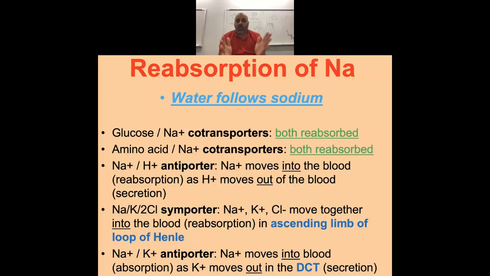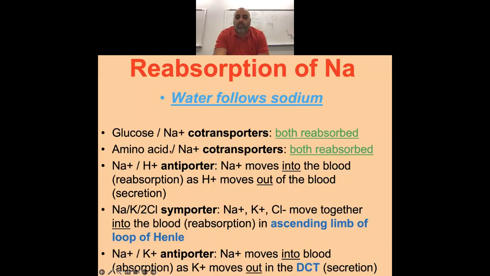With the transporters, there are three things we talk about here. Co-transporter just means two things are moving. You don't know if they're moving together or opposites. Co-transporter just means that transporter can carry two things through it. Antiporter means they move opposites. One goes in, one goes out. Symporter means they go together.